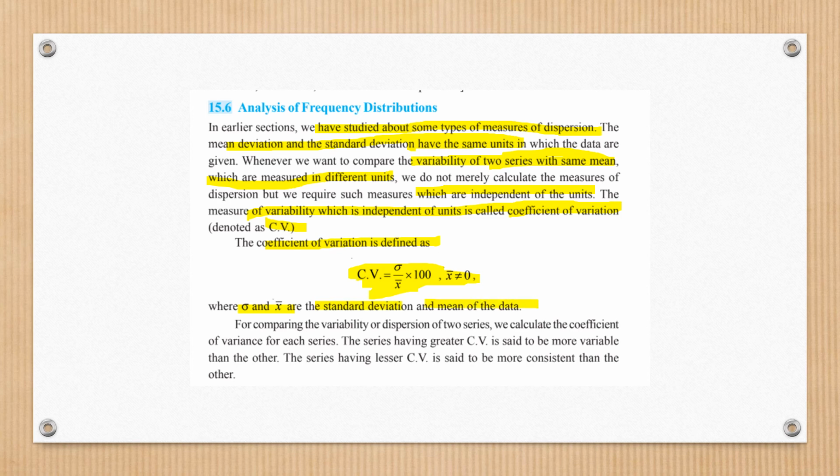For comparing the variability or dispersion of two series, we should calculate the coefficient of variation. The series having greater CV will be more variable than the other, and the series having lesser CV is more consistent or more stable.